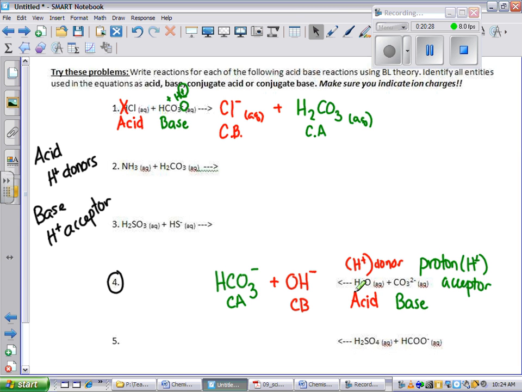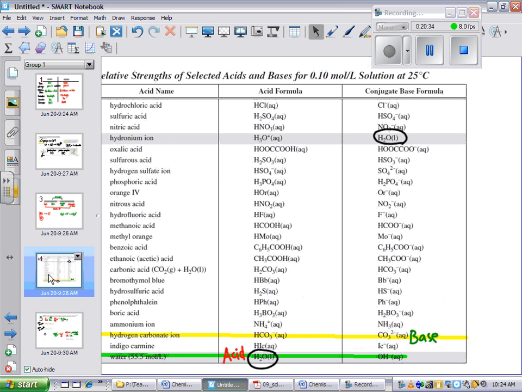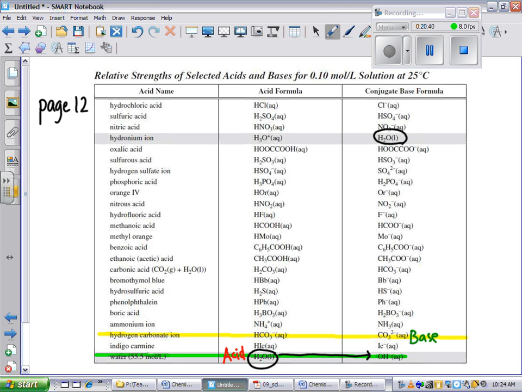Same as question number 1. If you're unsure about charges, you can always check on page 12 of the data booklet. So you have down here H2O as your acid. It will donate a proton, so it'll lose a proton. It becomes OH negative. On the other hand, your base was carbonate ions, so CO3 2 negative. Because it's a base, it will accept a proton and it becomes HCO3 negative. So this is a great way to check your charges and to make sure that you wrote the Bronsted Lowry reaction correctly. So hopefully now you have enough info to finish your homework and continue practicing Bronsted Lowry acids and bases.